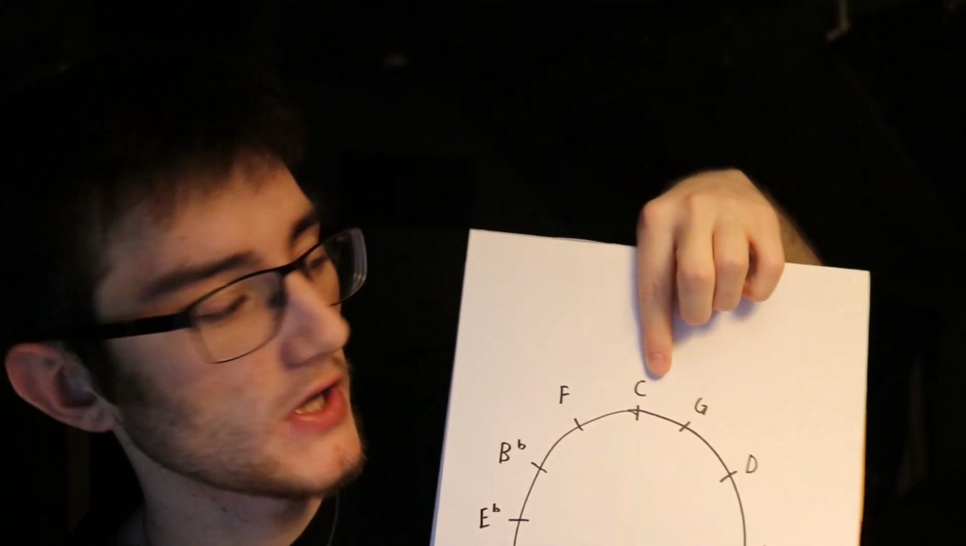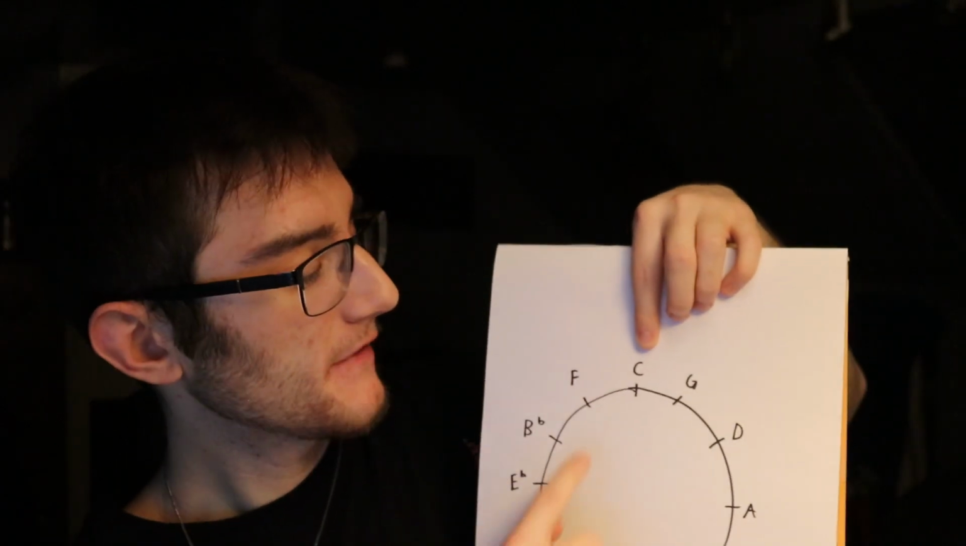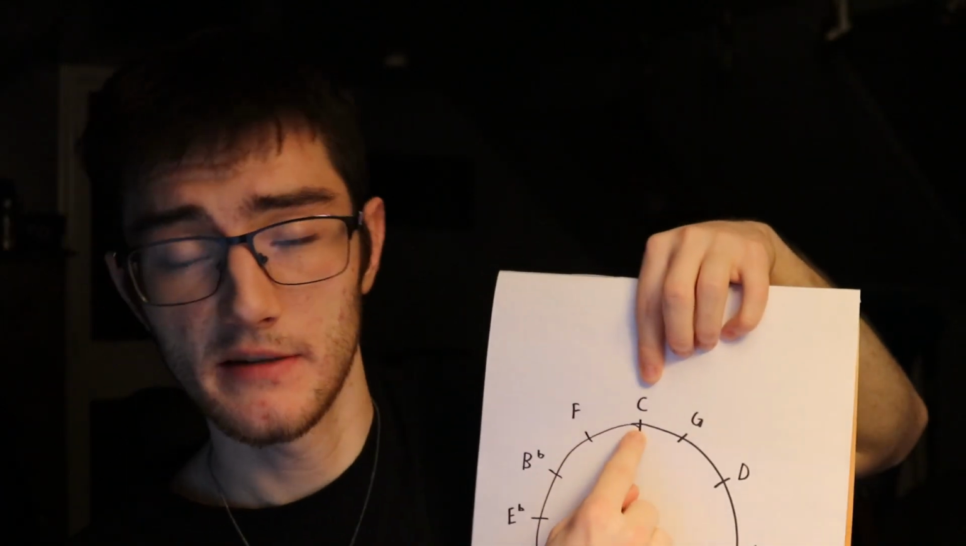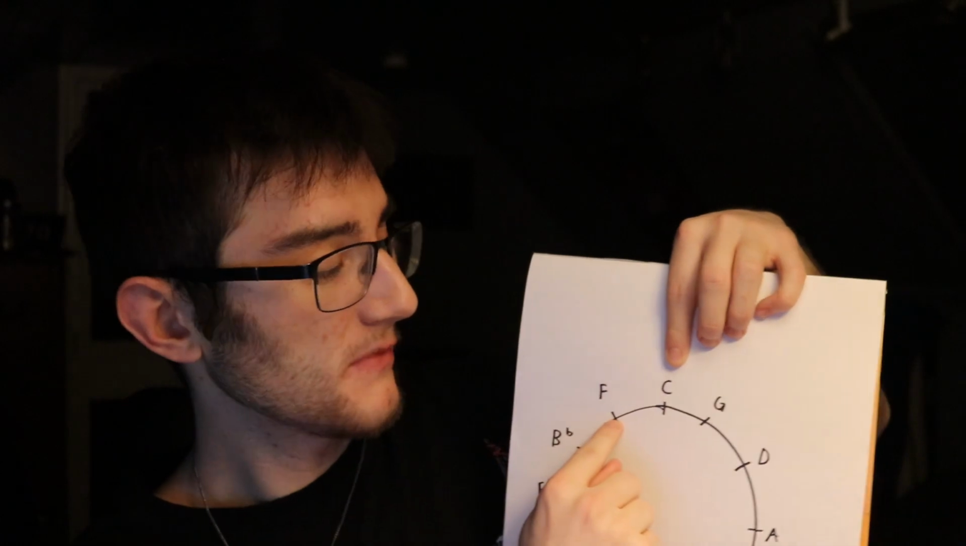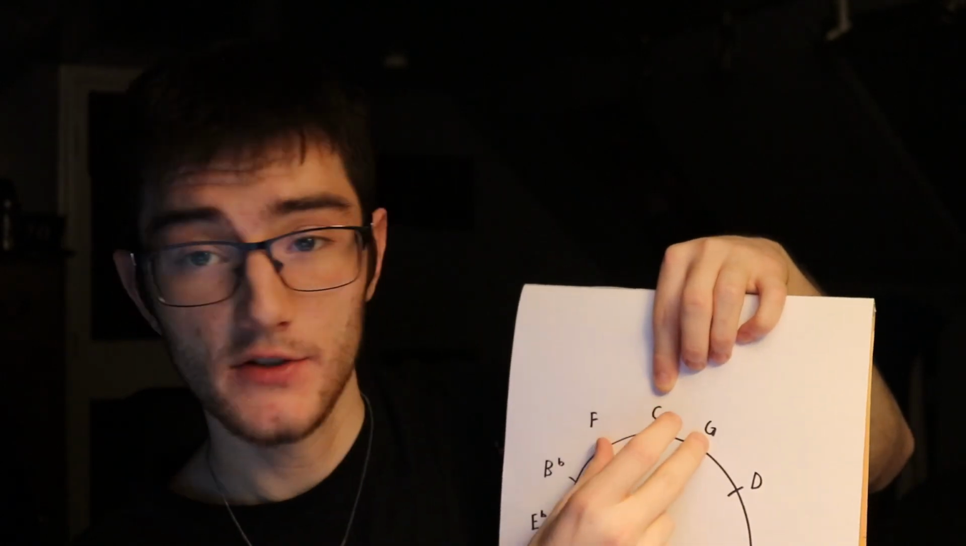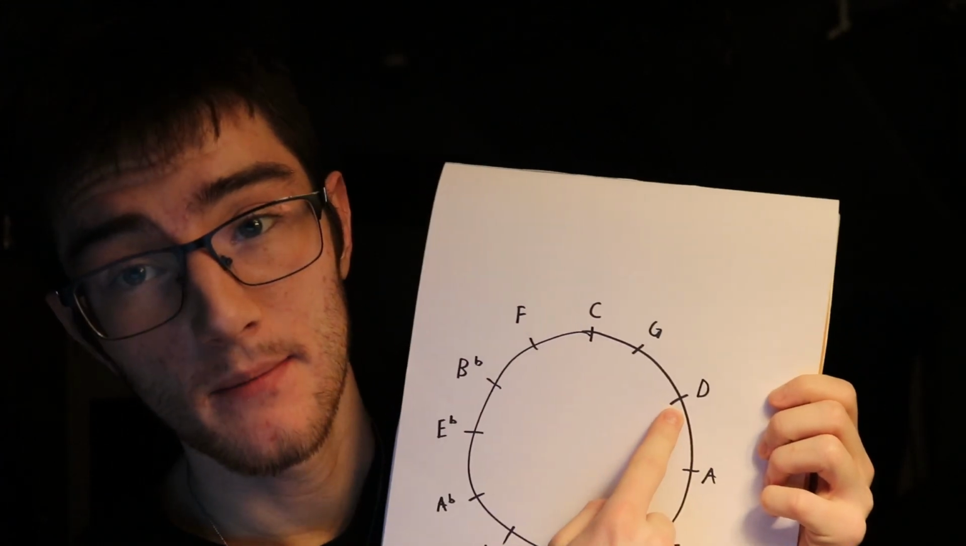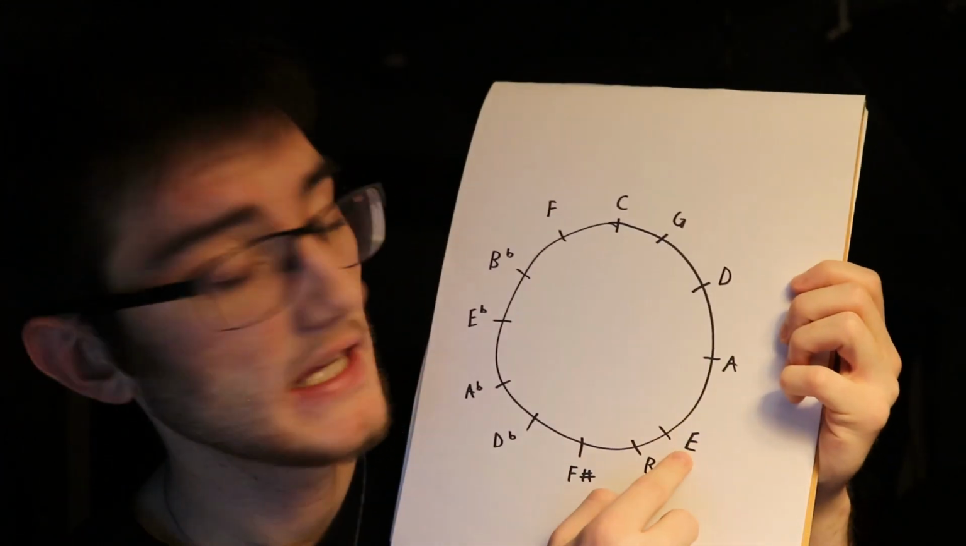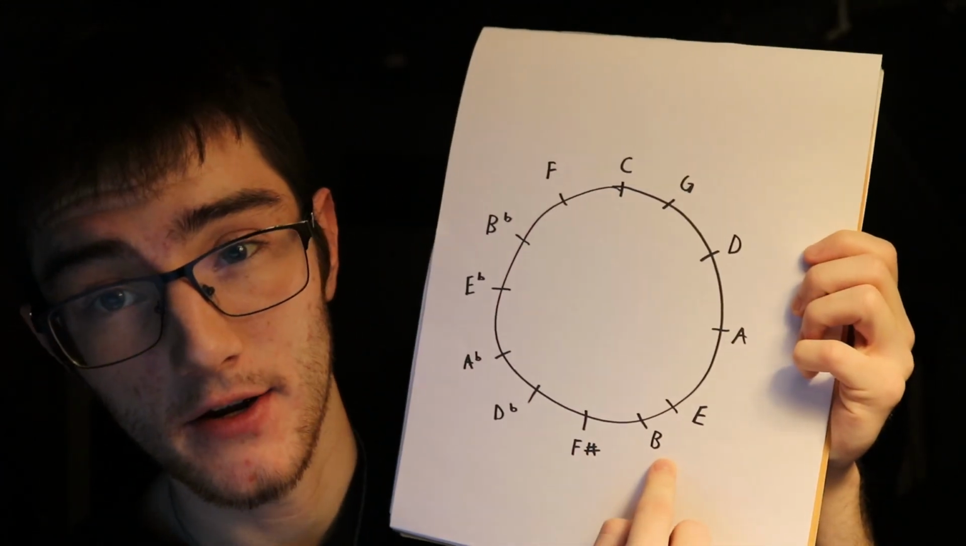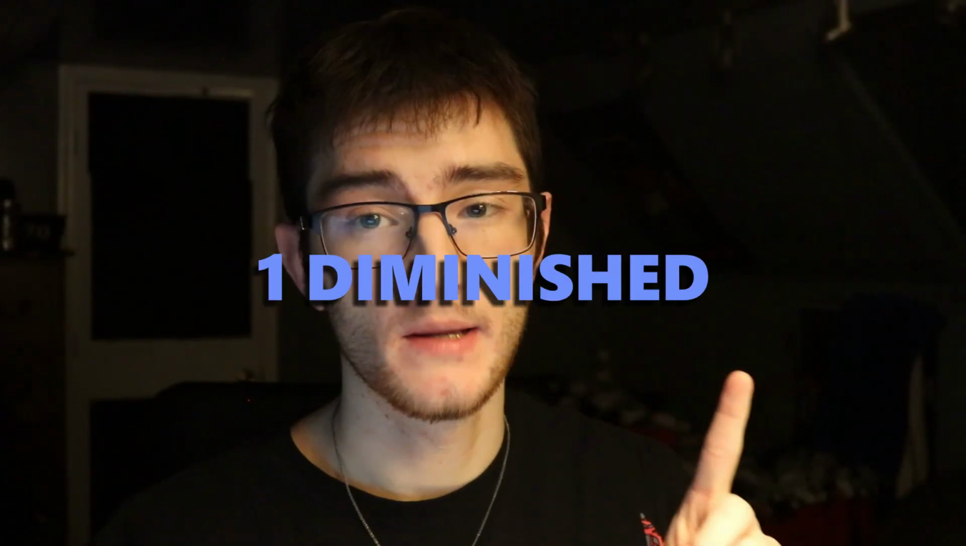So let's say C major is what we want, right? C major is going to have C, obviously, the C major chord, F major, and G major. So these are the 3 major chords that it's going to have. And then D is going to be minor, A is going to be minor, E is going to be minor, and then this B down here is going to be diminished. Each key is going to have 3 minor, 3 major, and 1 diminished chord.